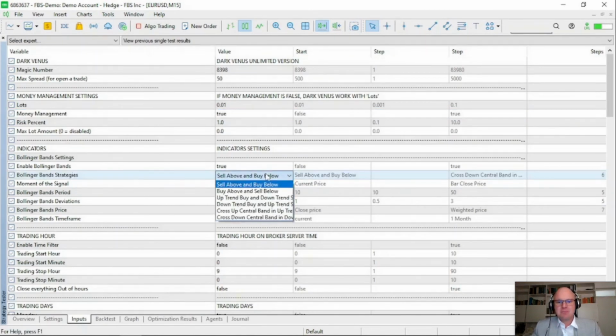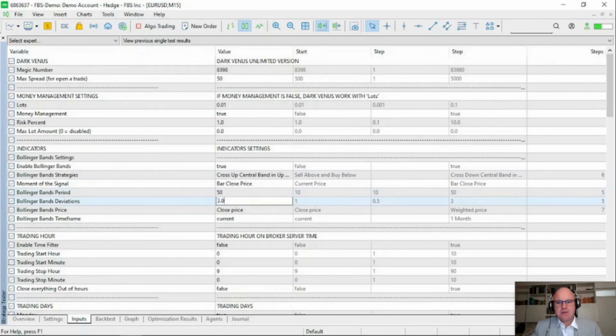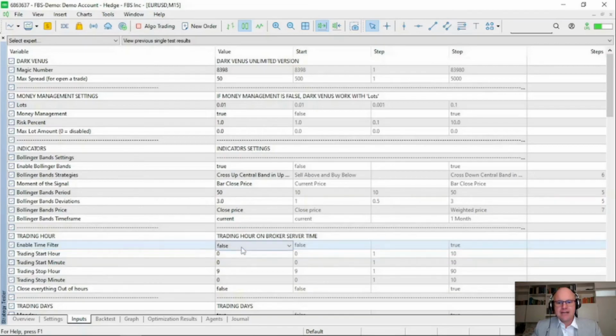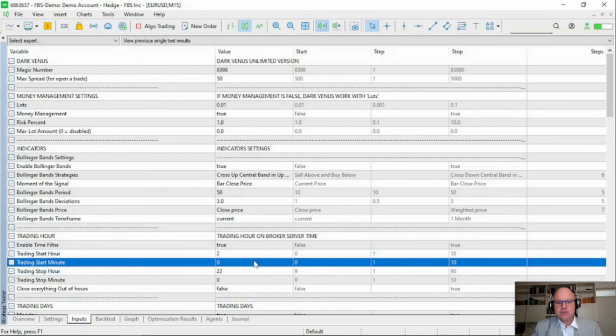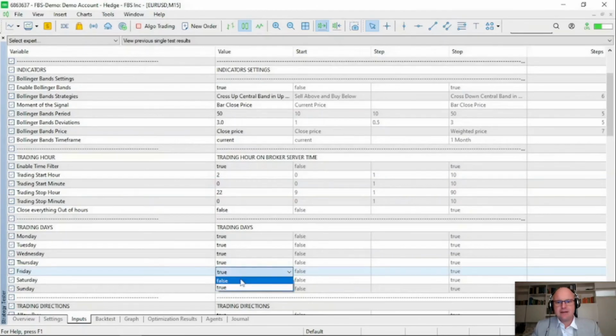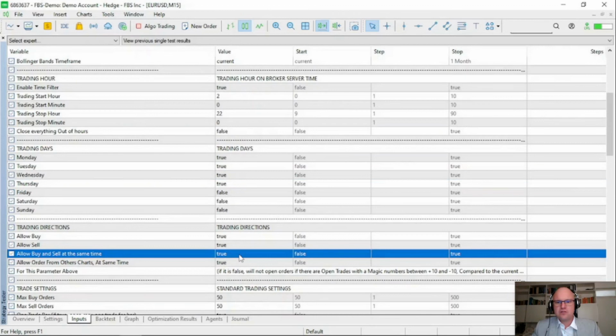When you look at the 6 Bollinger Band strategies, I'm going to use the one with double confirmation, which is the cross up central band in an uptrend, and a period of 50 and a deviation of 3. My typical trading time is between 2 in the morning and 10 at night. So make sure to set that according to your own broker server time. So from the Sydney session until New York.